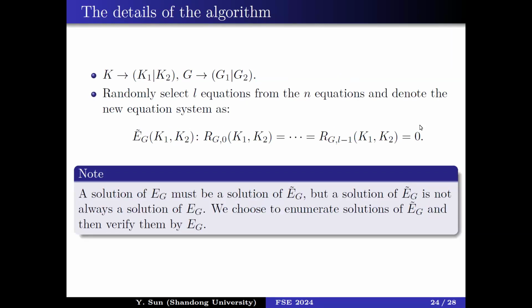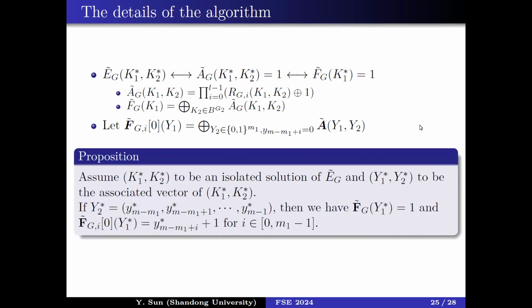We divide variables into two parts and randomly select L equations from the N equations. We find that a solution of EG must be a solution of E tilde G, but the inverse doesn't hold. We choose to enumerate solutions of E tilde G and then verify them by EG. Now, according to the proposition, we can solve for the variables.